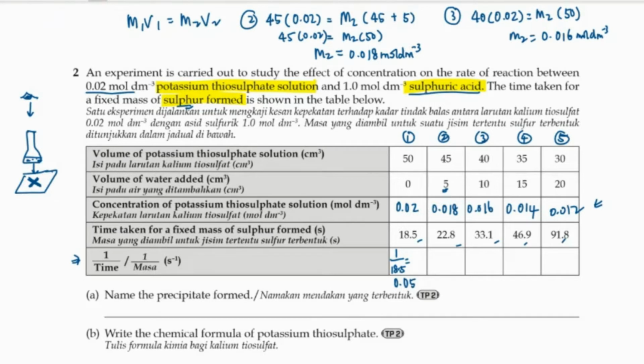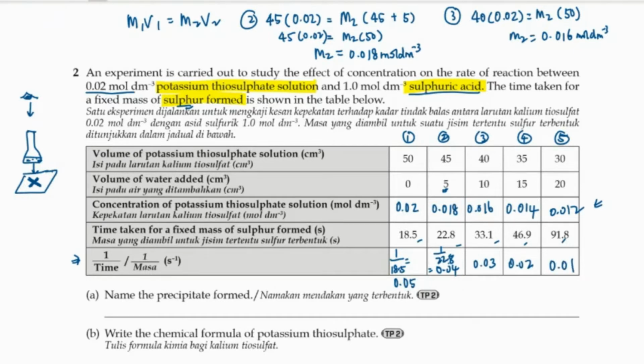Next, how about this one? 1 over 22.8, so you get 0.04. How about this one? 0.03. Next, 1 over 46.9, 0.02. This one 0.01.